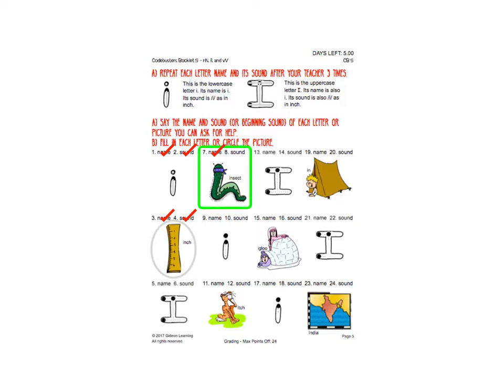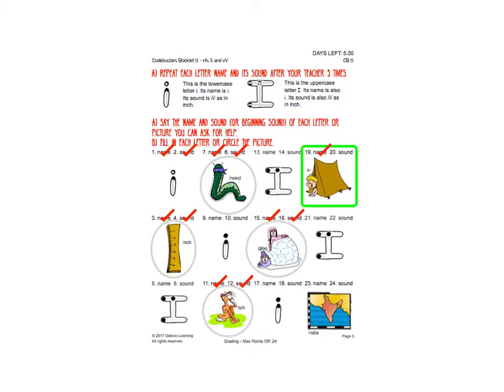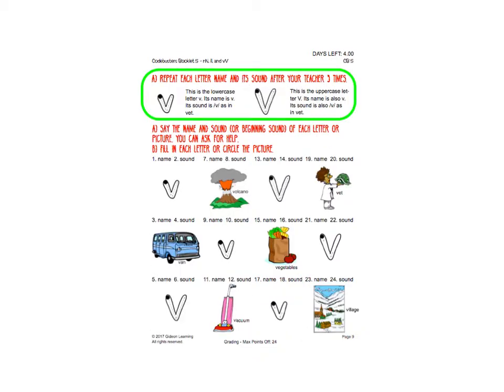Insect. I. And then circle it. Itch. I. And then circle it. Igloo. I. And then circle it. In. I. And then circle it. India. I. And then circle it. And now we'll move on to our last letter.